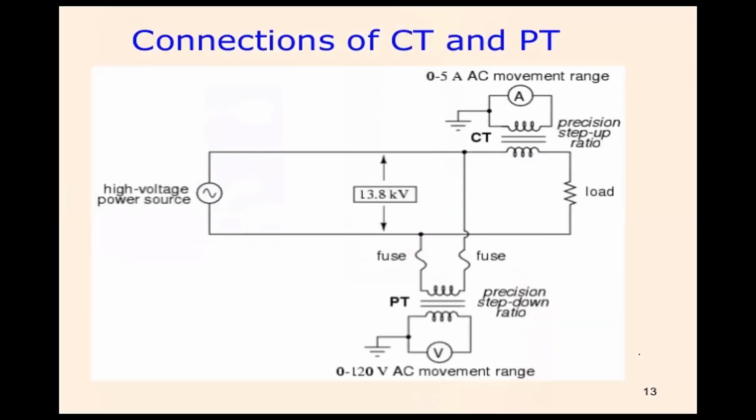So how are CT and PT connected in a line? See, suppose this is the circuit. Here we have seen only single phase because in every phase such connections will be there. So suppose this is the line. Here you can see it is the CT. CT is connected in series. This is the primary of CT and secondary of CT is connected to ammeter, you can see in the image.